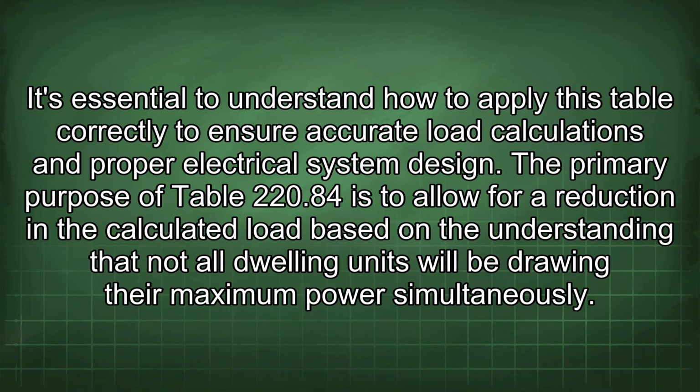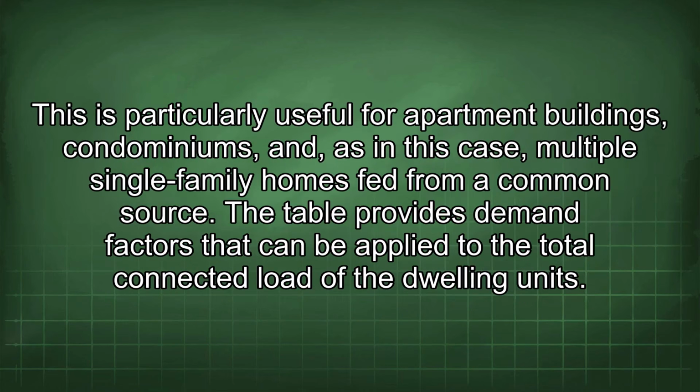The primary purpose of Table 220.84 is to allow for a reduction in the calculated load based on the understanding that not all dwelling units will be drawing their maximum power simultaneously. This is particularly useful for apartment buildings, condominiums, and, as in this case, multiple single-family homes fed from a common source. The table provides demand factors that can be applied to the total connected load of the dwelling units.